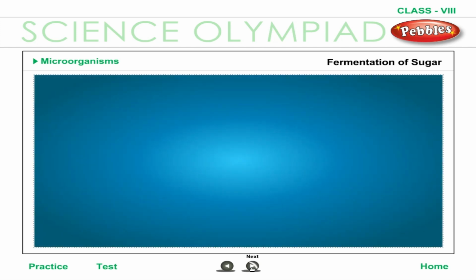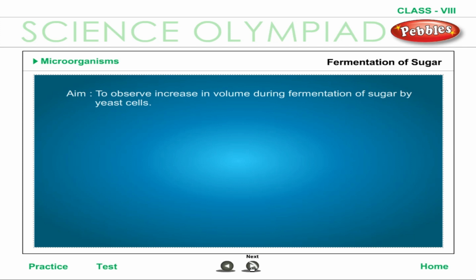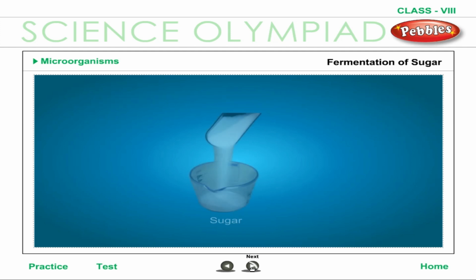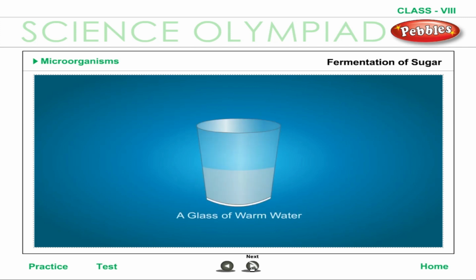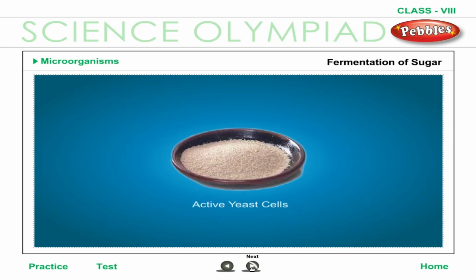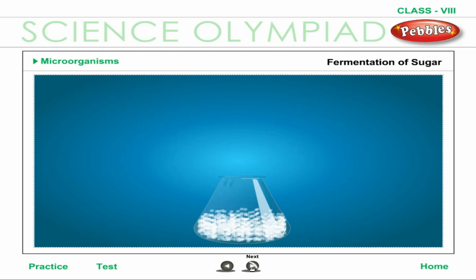Fermentation of sugar. Aim: to observe increase in volume during fermentation of sugar by yeast cells. Materials required: 1 cup of sugar, a glass of warm water, and active yeast cells. Procedure: add 3 to 4 spoons of water to 1 cup of sugar. Add yeast cells to this mixture. Mix the ingredients thoroughly. What do you observe? Why is there an increase in the volume of the mixture?